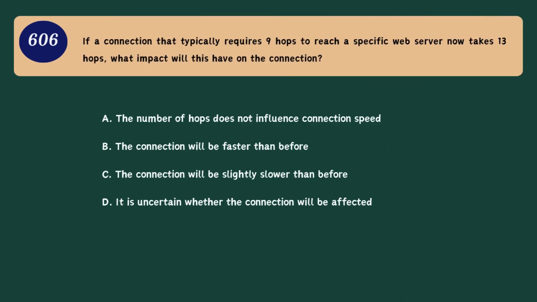Question 606. If a connection that typically requires 9 hops to reach a specific web server now takes 13 hops, what impact will this have on the connection? A. The number of hops does not influence connection speed. B. The connection will be faster than before. C. The connection will be slightly slower than before. D. It is uncertain whether the connection will be affected.